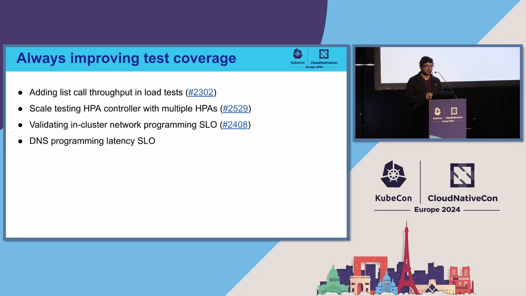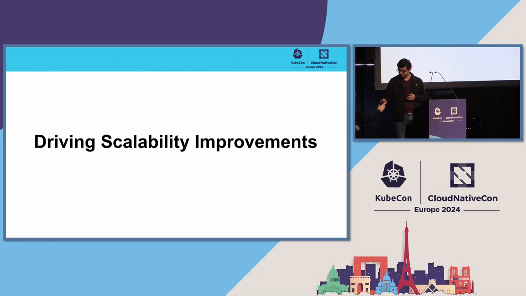I think that's. Thank you, Shyam. Yes, we have DNS. We just are not blocking releases on that, on regressions.